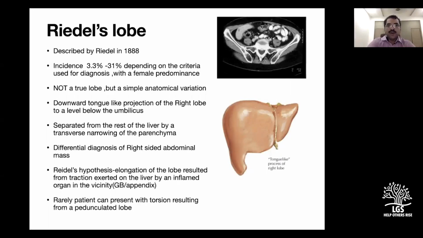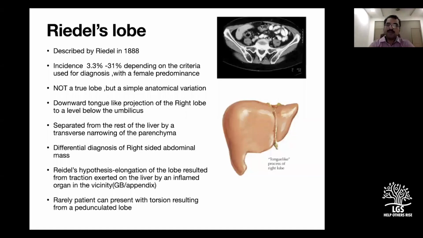There is a lobe called Riedel's lobe, described by Riedel in 1888. It is seen in around 3.3% to 31%, depending upon the criteria used for diagnosis, and it has a female predominance. It is not a true lobe, but a simple anatomical variation. There is a tongue-like projection from the right posterior part of the liver, separated from the rest of the liver by a transverse narrowing of the parenchyma.